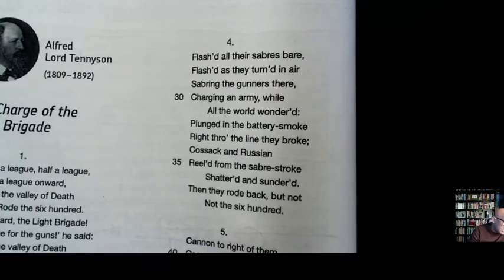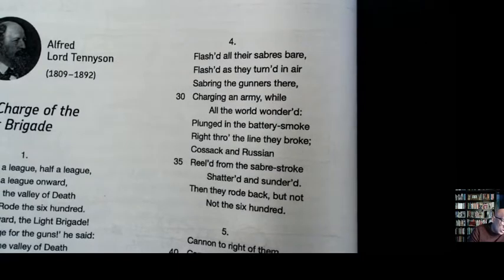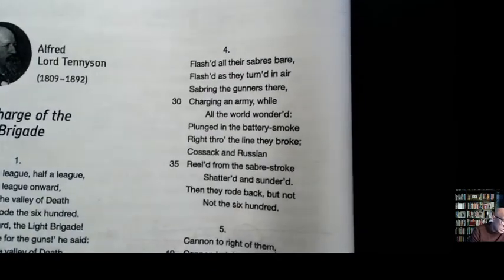Flashed all their sabres bare, flashed as they turned in air, sabering the gunners there, charging an army, while all the world wondered. Plunged in the battery smoke, right through the line they broke. Cossack and Russian reeled from the saber stroke, shattered and sundered. Then they rode back, but not the 600.